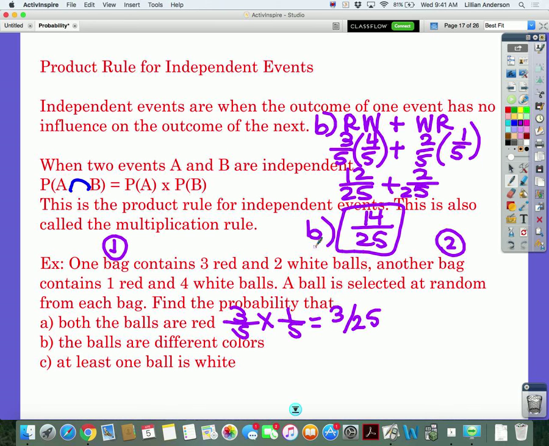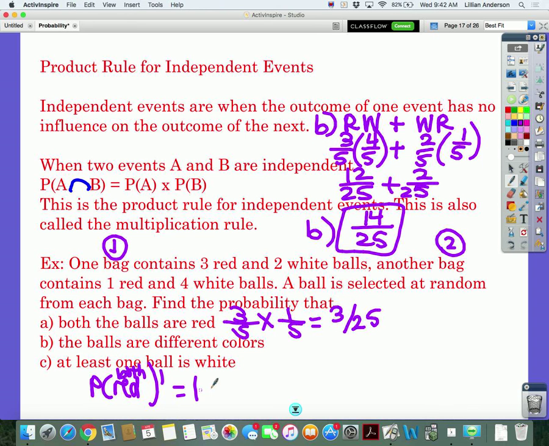Okay. Well, think about it. If you draw at least one white ball, right? That's either red, white, red, or white. We can find all three of those probabilities and add them together. But we already figured out the probability of both balls being red. Well, the complement of that would be at least one of them has to be white, correct? So the complement of both of them being red is exactly what C is asking. Because if both of them are not red, that means at least one of them has to be white.